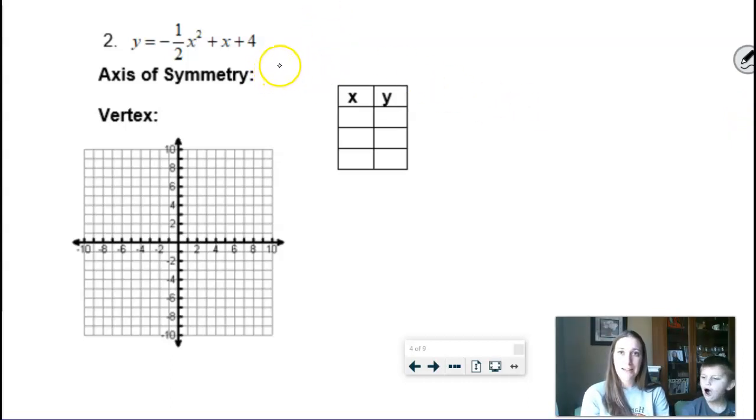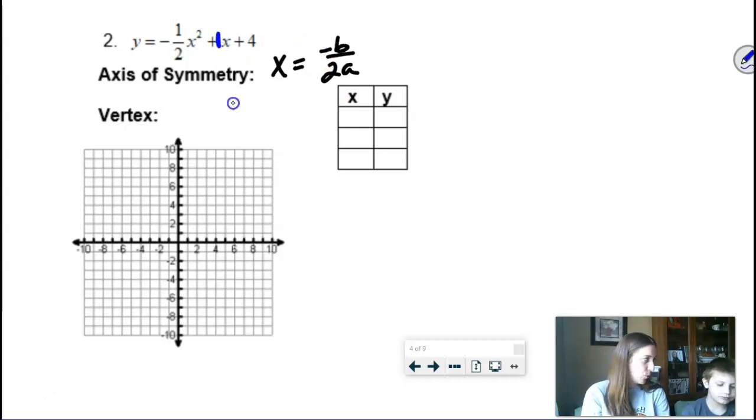So once again, I'm going to use the axis of symmetry formula, which was negative b over 2a. And this time, be careful, for the b value, there is a number in front of this x. There's an invisible 1. There's a lot of things invisible in math.